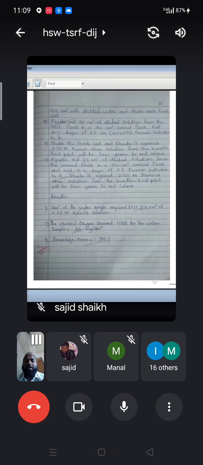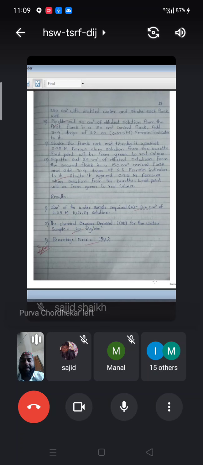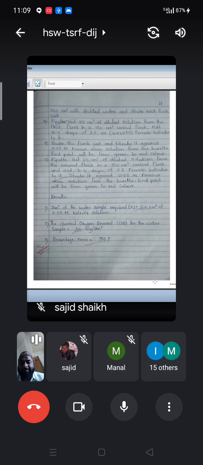Then we have to pipette out 25 cm cube of the diluted solution from the first flask. In the conical flask, we have to add 3 to 4 drops of this particular ferroin indicator. In the theory, we have seen the ferroin indicator. This is the application of the ferroin indicator that we are going to see. Shake the flask well and titrate it against a 0.25 molar ferrous alum solution from the burette. End point will be green to red in color.